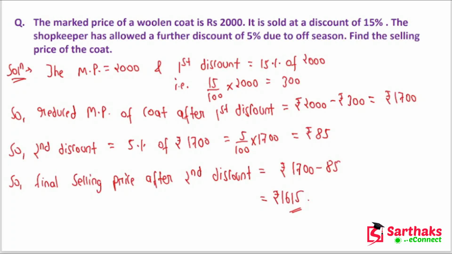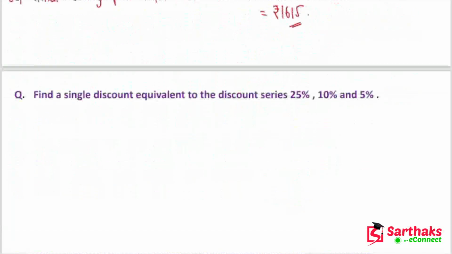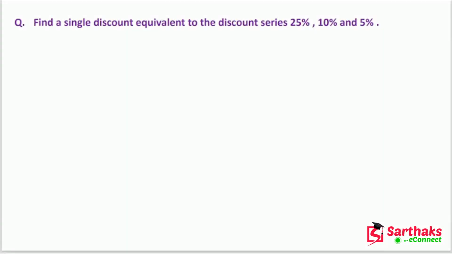Let us move on to the next question, and again find the cost price, or sorry, selling price of the article when discounts in series are given as 25%, 10% and 5%. Again, this is a case of successive discounts. So let us calculate the cost over here, right? Now obviously we are not given any mark price over here, so we are supposed to assume the mark price.